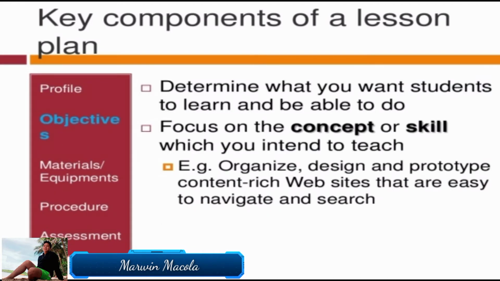Next is the objective. It determines what you want students to learn and be able to do. It focuses on the concept or skills which you intend to teach. For example, organize, design, prototype content-rich websites that are easy to navigate and search. An objective may be in a statement or question form. For example, an objective like to explain the causes of the thinning down of the ozone layer may be converted into: what are the causes of the thinning down of the ozone layer? That's an example of objectives.